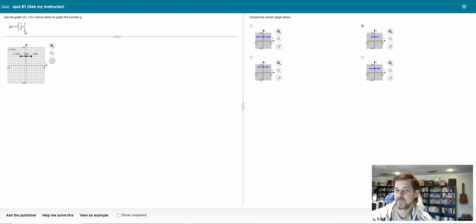With that, I want to graph this other function g of x, which is f of 1/2 x. This is an example of a transformation. The graph of g of x, which we will select over here, is a transformation of the graph of f of x, which we see here. The way it's transformed is entirely based on that number right there, 1/2.